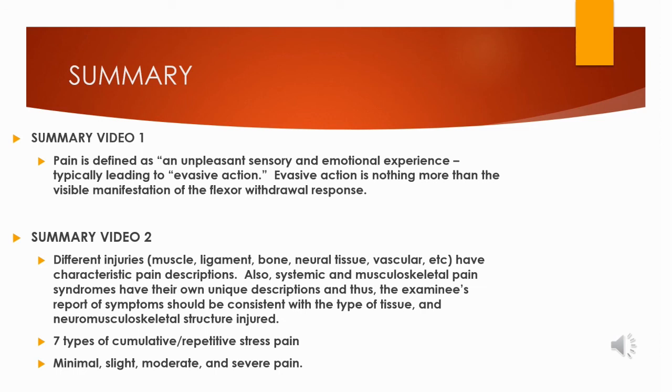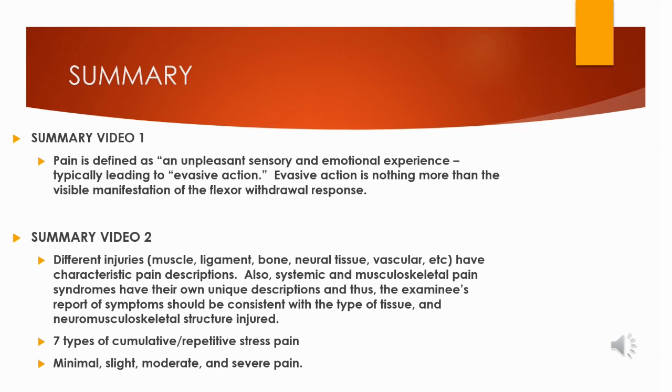Now, slight pain, moderate pain, and severe pain describe increasing impact of the pain on the ability to perform activity, whereas slight pain slightly interferes with the ability to perform the activity, moderate pain more significantly interferes with the ability to perform activity, and severe pain precludes the performance of the activity. So with severe pain, the pain is significant enough that the examinee demonstrates evasive action through some form of the flexor withdrawal response and is unable to perform the activity that causes pain.